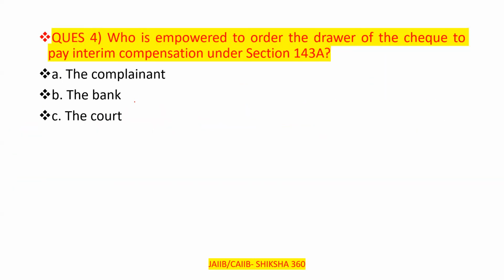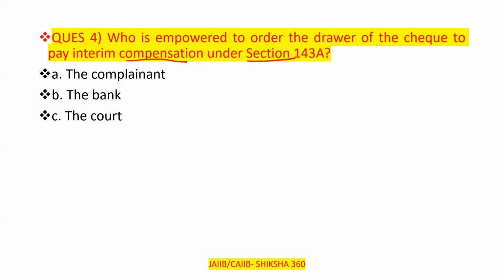Question number 4. Who is empowered to order the drawer of the check to pay interim compensation, basically under section 143A? Clear? Who has the competent authority to give that order under section 143A? Very easy question. Hope all of you are able to answer the question.